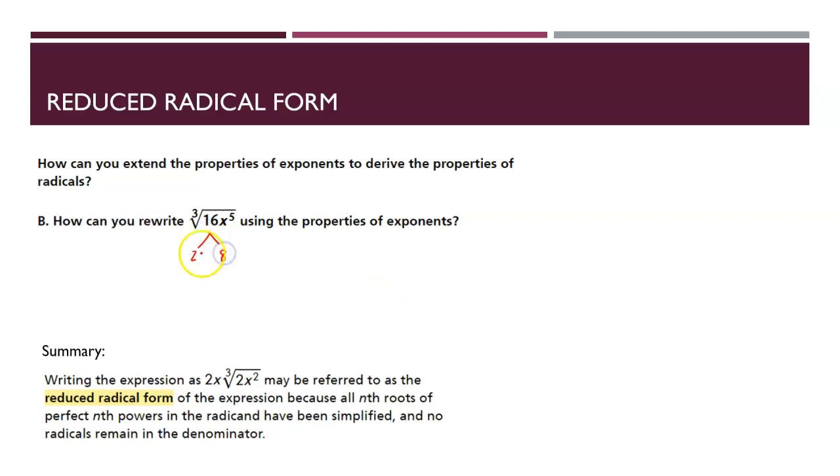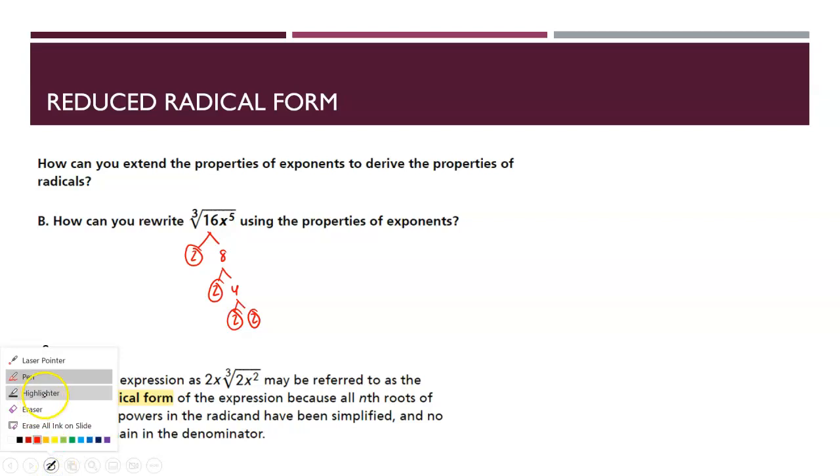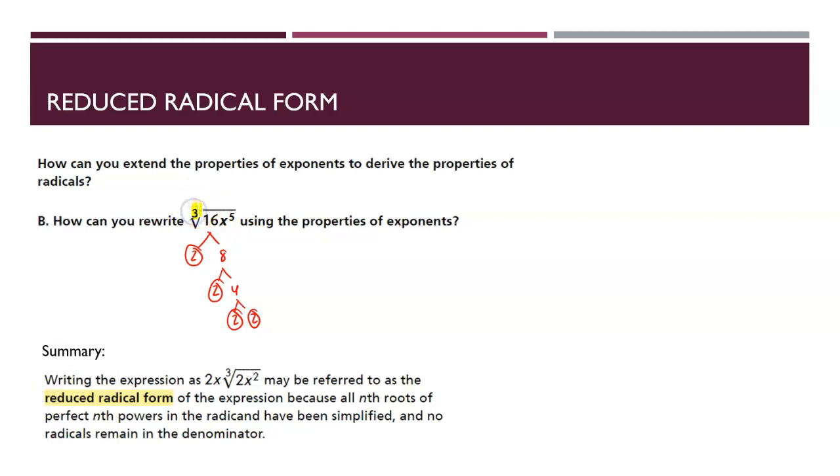So 2 times 8 is 16, 2 is prime. 2 times 4 is 8, 2 is prime. 2 times 2 is 4, and both of those are prime. So this one, we have a situation where we're dealing with the third root. So for every 3 of the same, we get to factor 1 out. Okay, so that's the buddy system, so they have to go out in groups of 3.